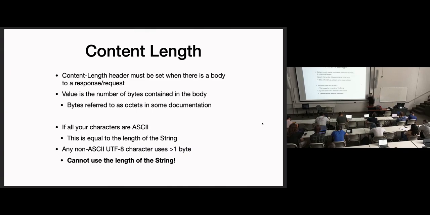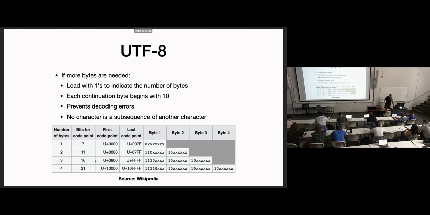This is very important for objective 4. The content length is the number of bytes, not the length of the string. Content length is the number of bytes being sent in the body of the response or the request once we start parsing requests. The number of bytes. So if you have ASCII only text, every character is a single byte, and you can get away with string length as the content length, because if it's all ASCII, every character is a single byte, and you're good. You got away with one there.